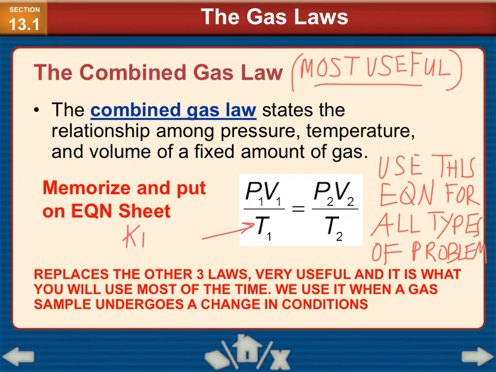The T is temperature, of course, in Kelvin. We have pressure, P1 or P2, in units for pressure of atmospheres, kilopascals, or millimeters of mercury. Volume is in liters, or it could be in milliliters as well. And so these are all the same variables we've seen in Boyle's, Charles's, and GL law, but now we have them all in one.